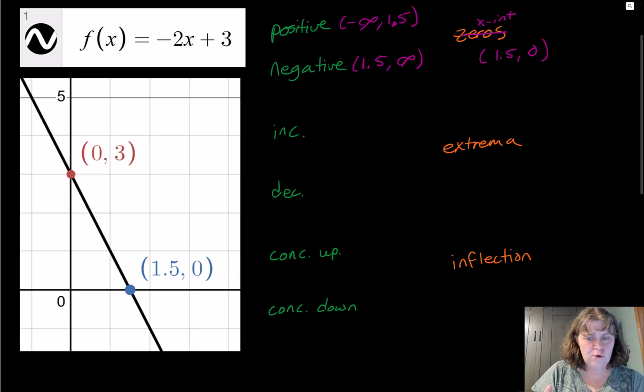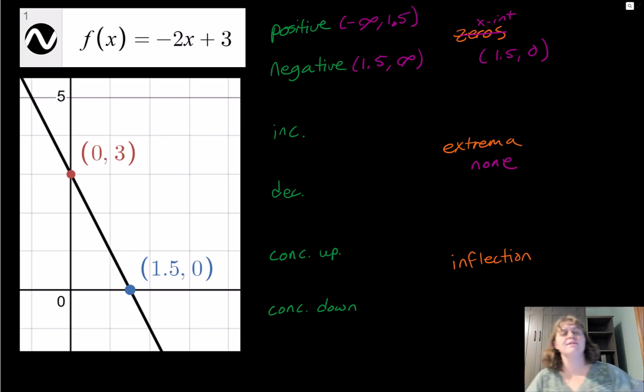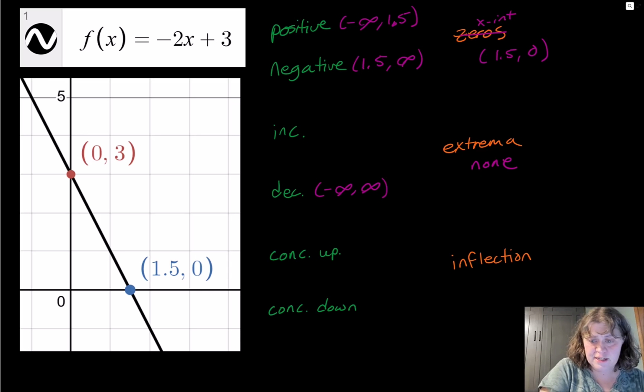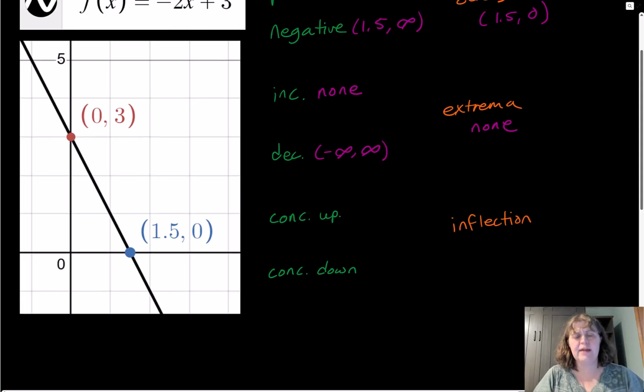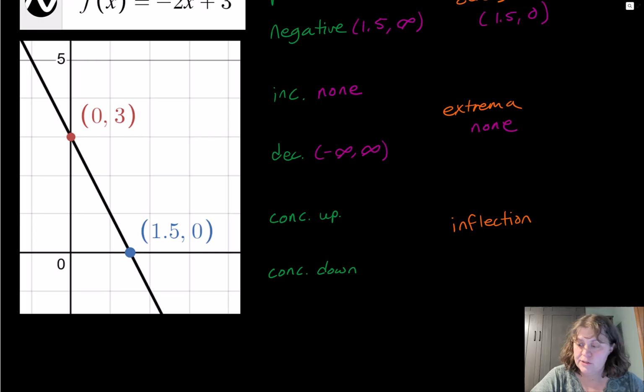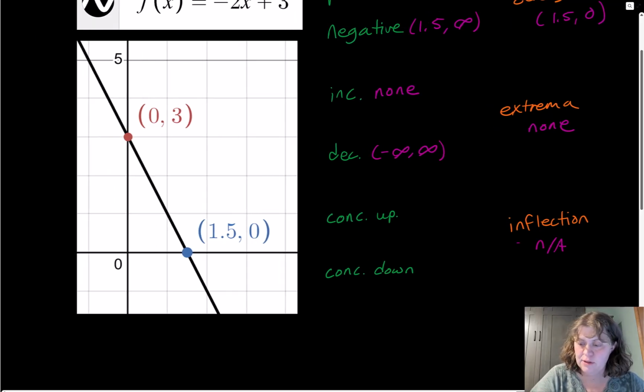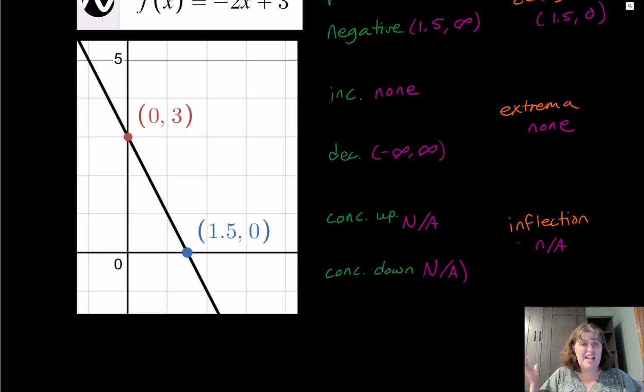Extrema. Okay, so there are none. A linear function is a straight line. It doesn't have a point where it turns around and starts going back the other direction. It is either always increasing or always decreasing. In this case, we are always decreasing, negative infinity to positive infinity, and there are no intervals of increasing. A straight line's not bendy. It's not curvy. It can't be concave up or concave down. So it's not really applicable to have a concave up, concave down, or points of inflection. That's just NA across the board, or none, whichever you want to use.